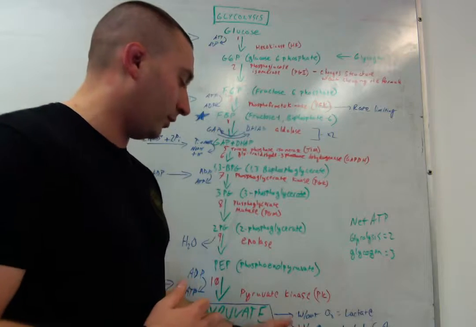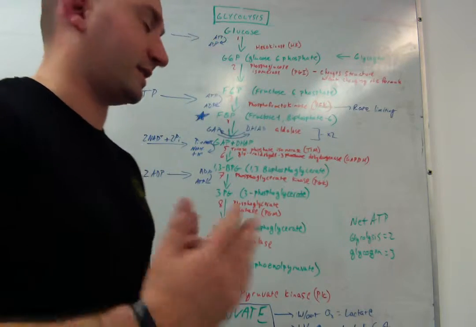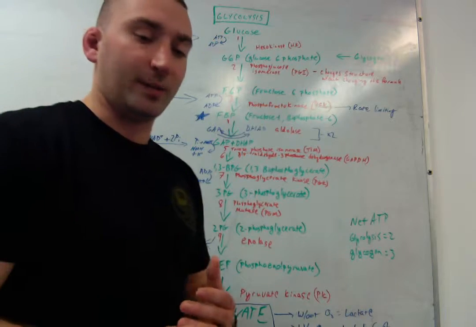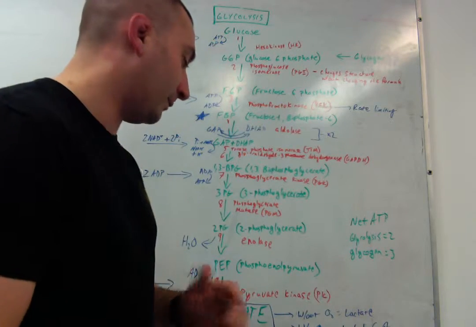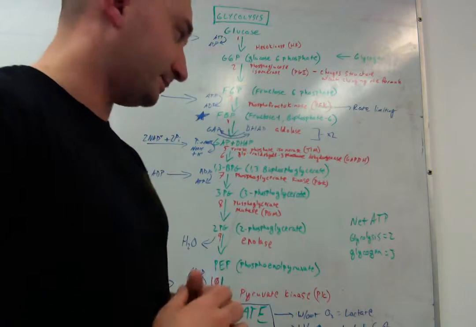From here, depending on what's available, whether we have oxygen available or not: if we have oxygen available, we're going to move on to acetyl-CoA, and then we'll move into a separate step altogether. In a separate video, I'll talk about the Krebs cycle. And if we don't have O2 available, then it'll create lactate.